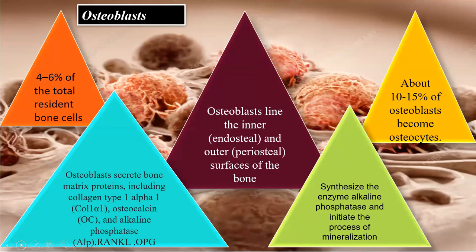They occupy 4 to 6% of total bone resident cells, and they line the inner endosteal and periosteal surface of the bone. About 10 to 15% of osteoblasts become osteocytes, and they secrete bone matrix proteins. You can make a note of all the important bone matrix proteins. I'll discuss in detail about these bone matrix proteins at the end. And they synthesize the enzyme alkaline phosphatase and initiate the process of mineralization.